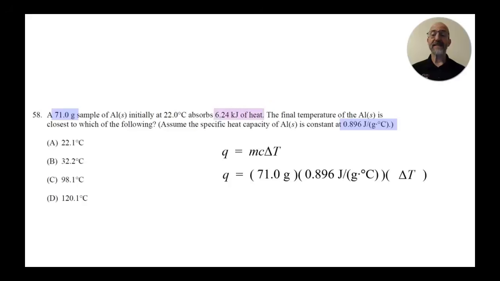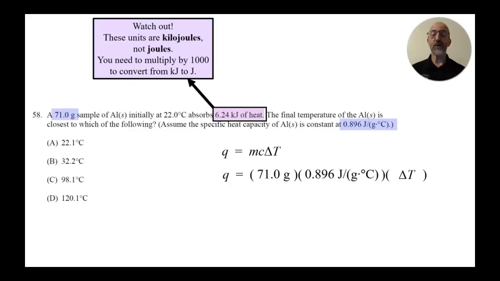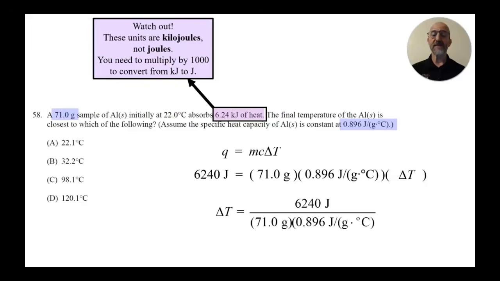Now, it says 6.24, but watch out because these units are kilojoules, not joules. So I need to multiply that value by 1,000 to convert from kilojoules to joules. So it's not 6.24, it's actually 6,240 joules. Now I'm going to solve for delta T. So I will divide both sides of the equation by the product of 71 and 0.896. So this is my setup.